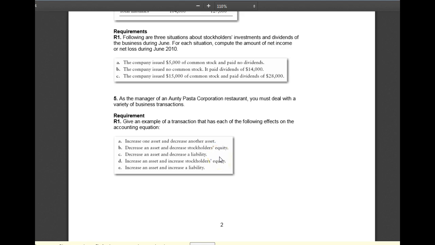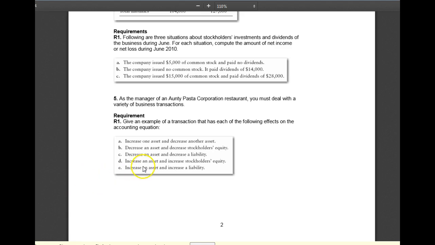Kind of get the gist of this? So how about a decrease in asset and a decrease in a liability? Well, okay, accounts payable was in a liability, and when I pay it down, it goes down, and when I pay it, I have to use cash, which is an asset. Kind of getting a feel for this?